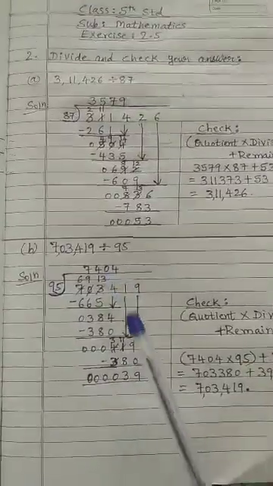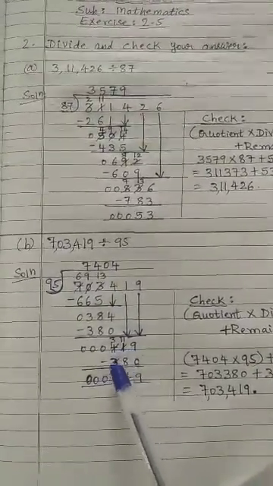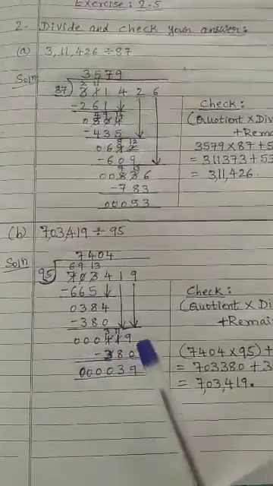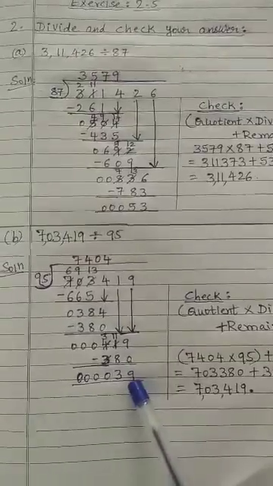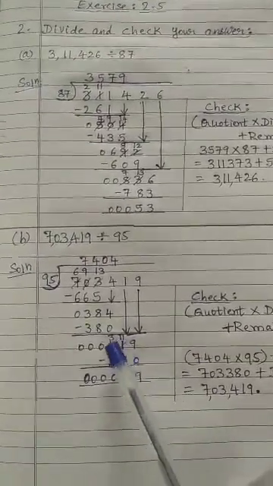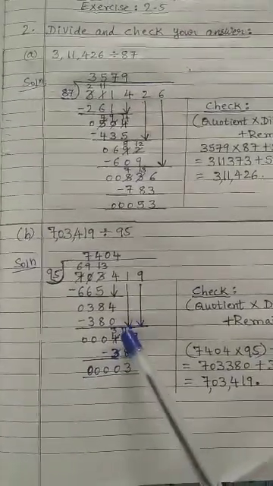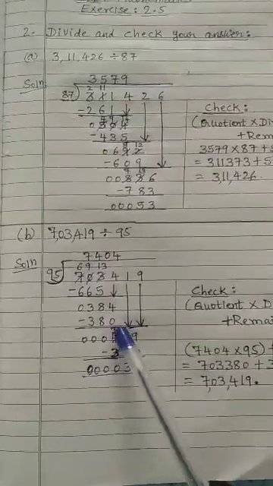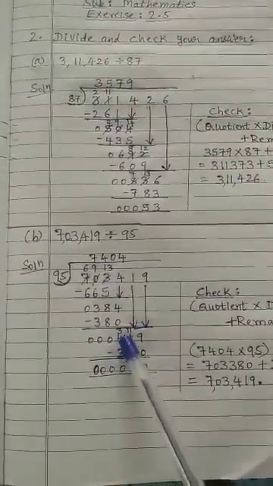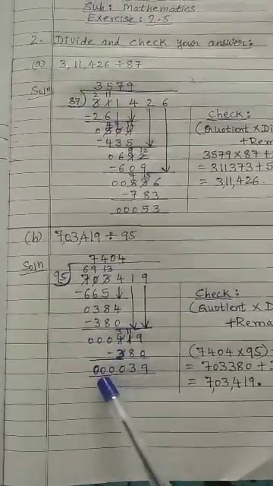95 4s are 380. Below 419 write 380 and subtract. Put minus sign and subtract. 9 minus 0 9. Here 1 is there. 1 minus 8 not possible. So from 4 borrow 1 this side. It becomes 11. 11 minus 8 3. Now it is 3 here because from 4 you have borrowed 1 this side. Now it is 3. 3 minus 3 is 0. These zeros as it is right.